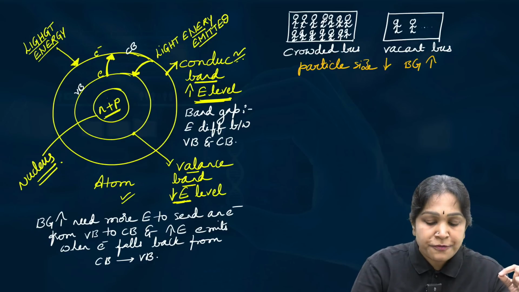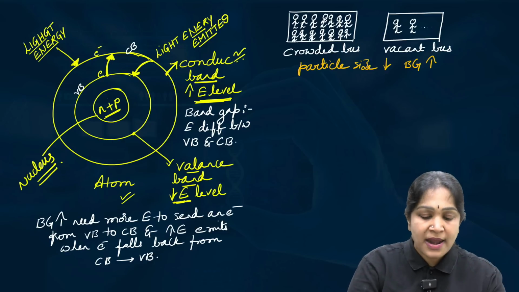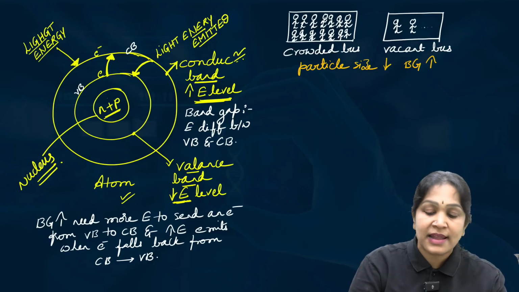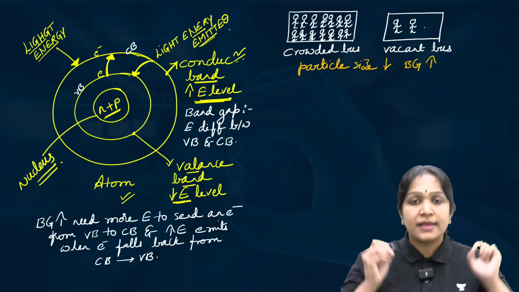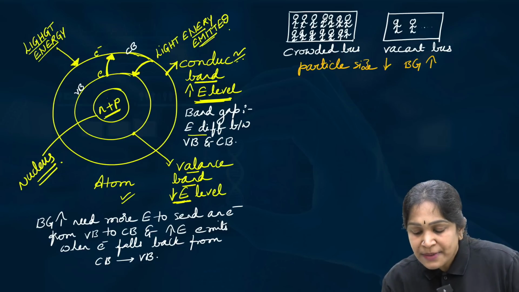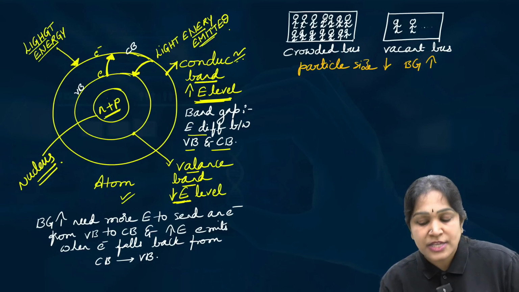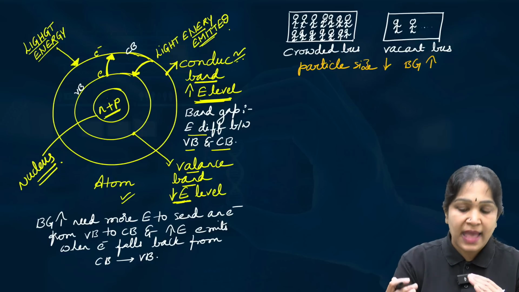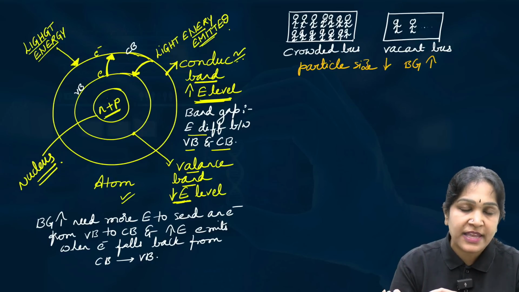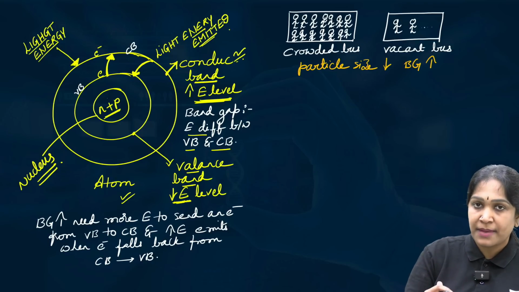When the electron falls back from the conduction band to the valence band, the light energy will get emitted. And the energy difference between valence band and conduction band is called the band gap.